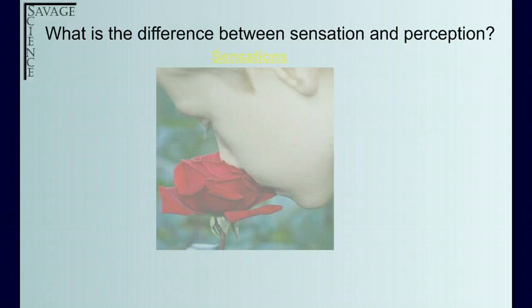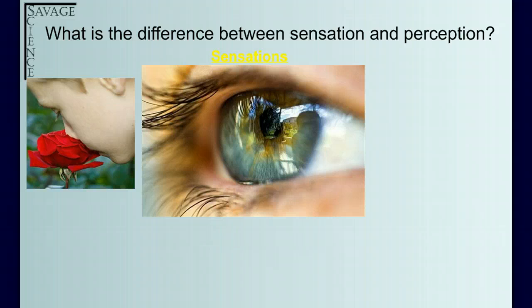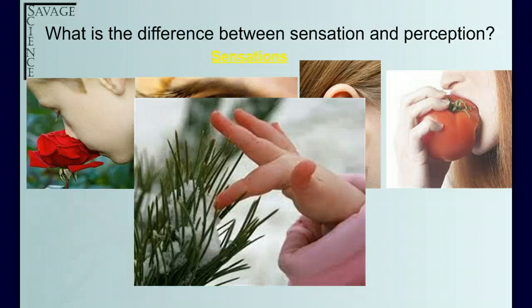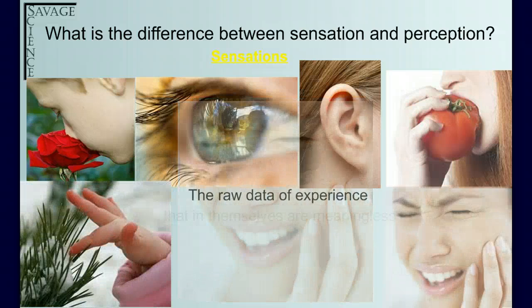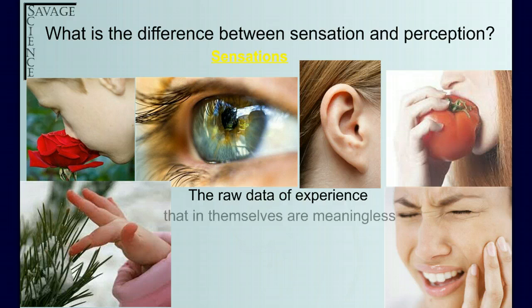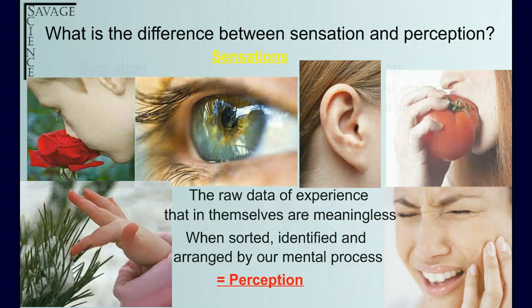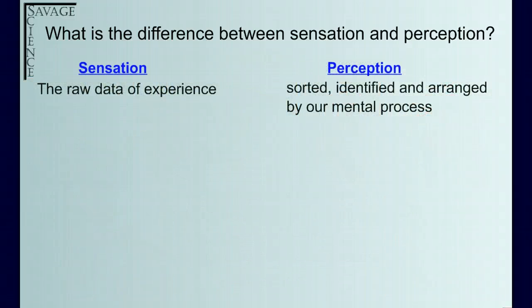Well, sensations are things like smell, sight, hearing, taste, touch, pain, and others. The raw data of experience. But they are not all that there is to perceiving the world. In fact, they by themselves are meaningless. However, once sorted, identified, and arranged by our mental process, this data becomes perception. So, sensation, the raw data of experience; perception, the sorting and identifying and arrangement by mental process.